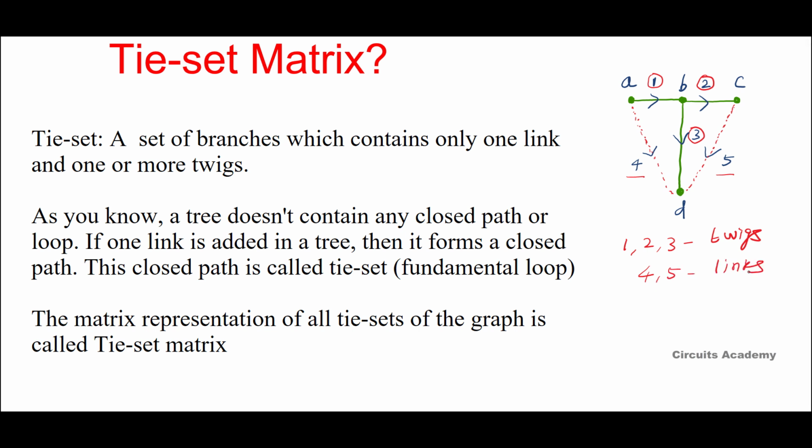Basically, the tree does not contain any closed path. But if you add one link, let's say link 4 is added, then we get one closed path. This closed path is called a fundamental loop or tie set. Similarly, if you add link 5 to the tree, then we get another fundamental loop or tie set. Therefore, for every link, we get one tie set. So we can say that the number of tie sets is equal to the number of links.